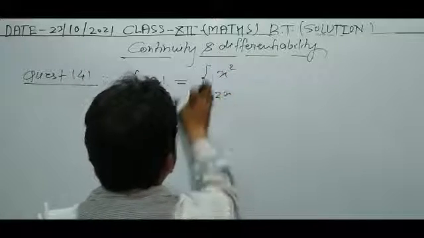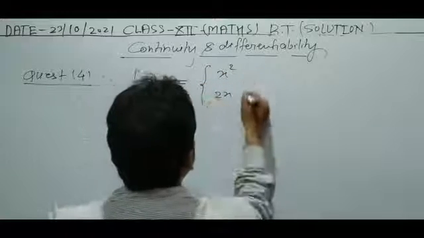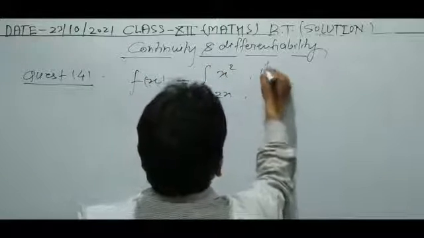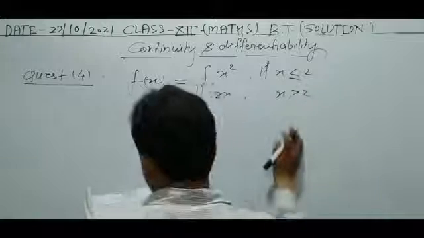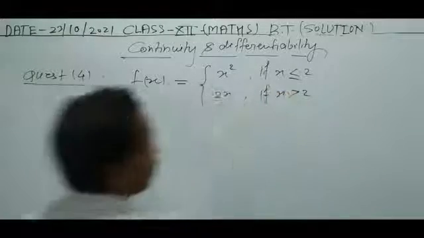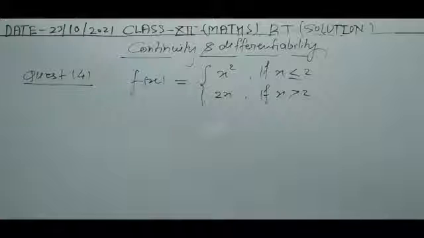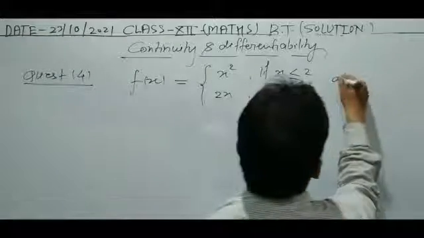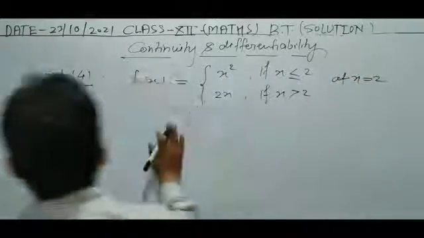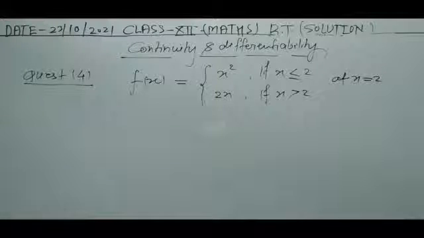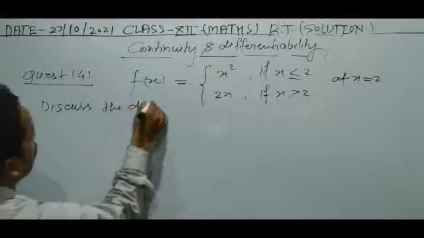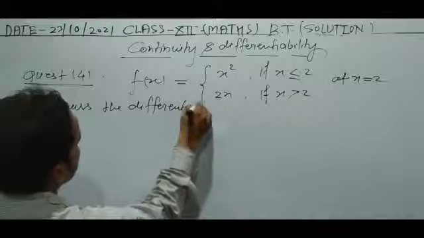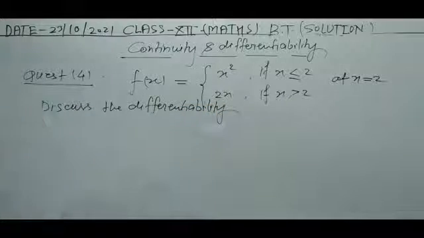f(x) = x squared, and 2x, if x is less than or equal to 2 and x is greater than 2. Now this is our function and we have to discuss the differentiability of the function by using a graph at x equal to 2. We have to discuss the differentiability.